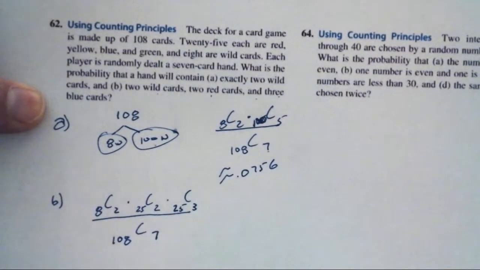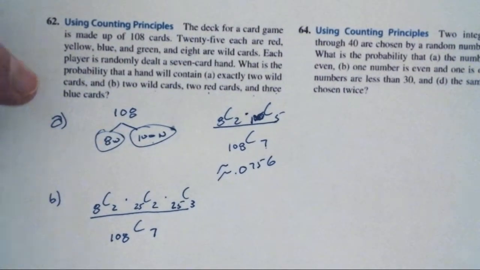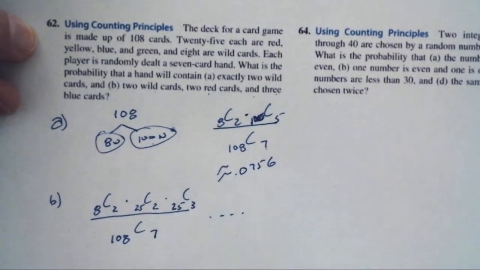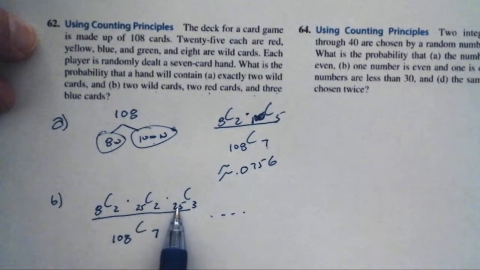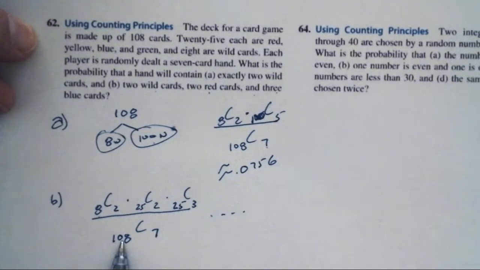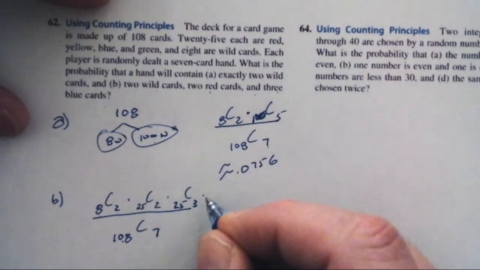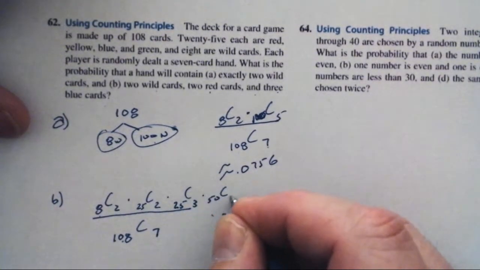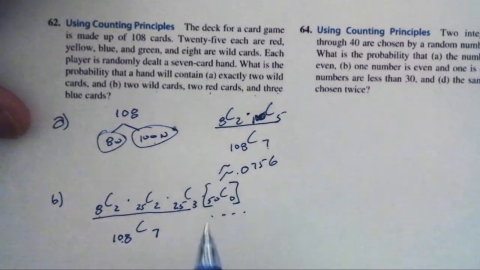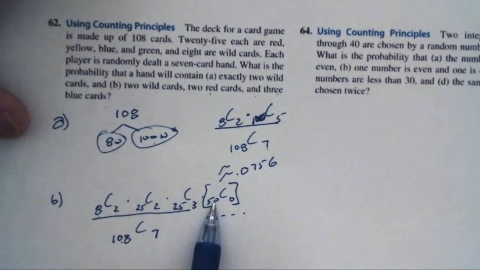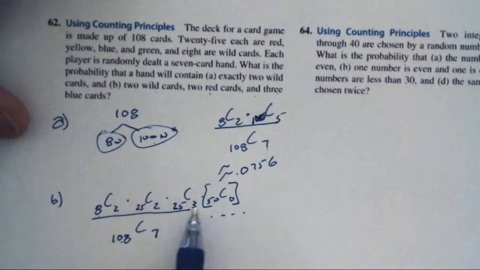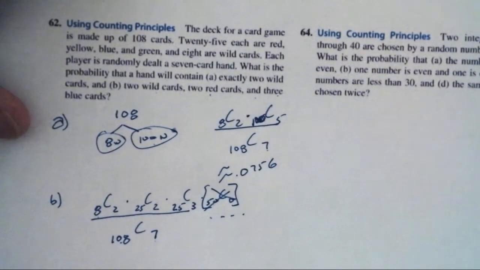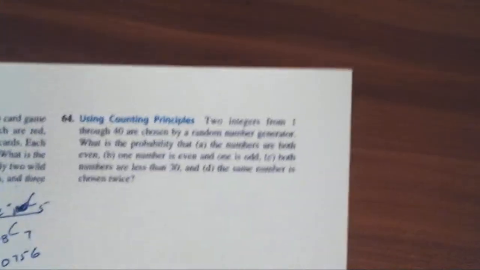25, so 25C3. And then we would enter that in the calculator. But take a look, 8 and 25 and 25 don't add up to 108. Well, you could think of this as times, hey, there's 50 other cards we didn't reference up here. 50C0. That does not have to be there, but 8 and 25 and 25 and 50 gives me 108. 2 and 2 and 3 and 0 gives me 7. So you wouldn't really have to include that because that's just equal to 1. So dot, dot, dot, you can calculate that one.